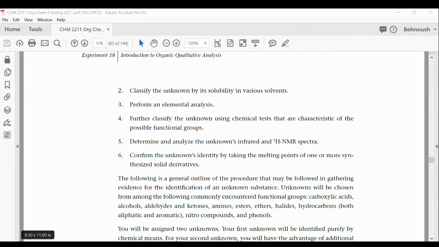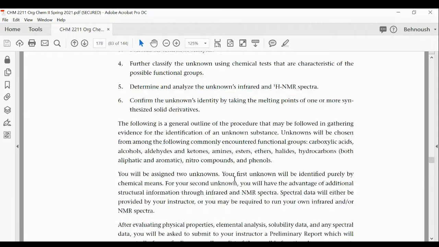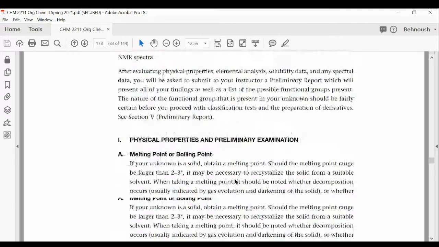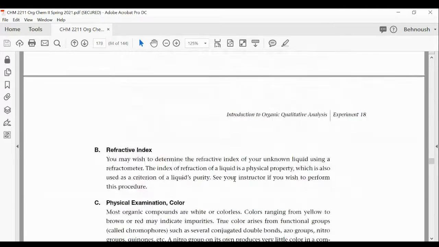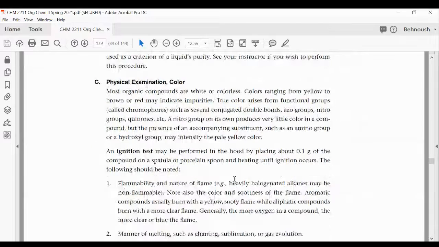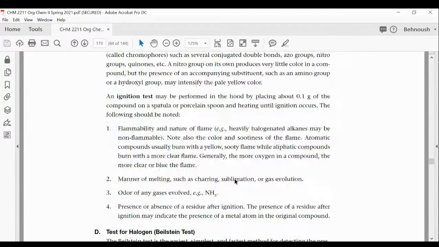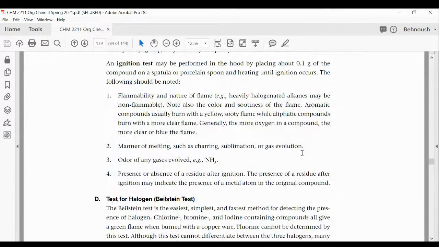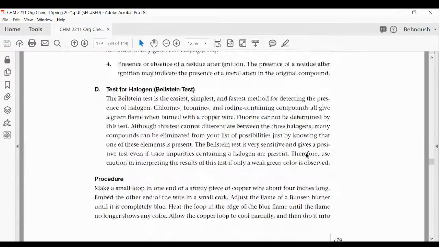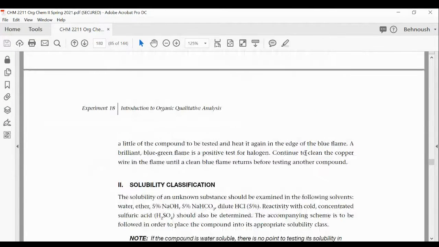What do you think if the compound dissolves in sodium hydroxide? What would be your conclusion? Is it an acid? What could you say? It could be an acid, yes. That compound could be an acidic compound.